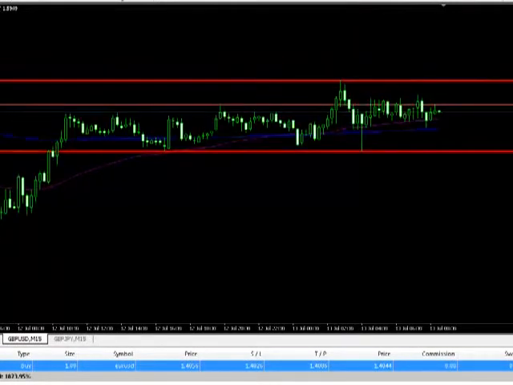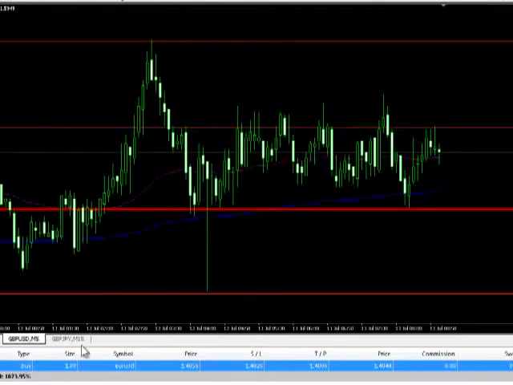Here we have our entry points for the pound dollar. If it breaks the 159.87, wait for the pullback to the same area to go long. If it breaks the 159.00, wait for the pullback to go short.